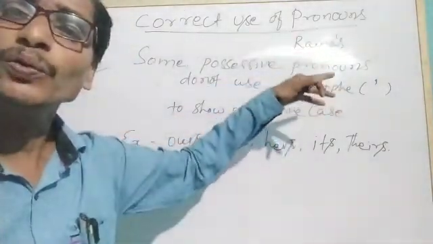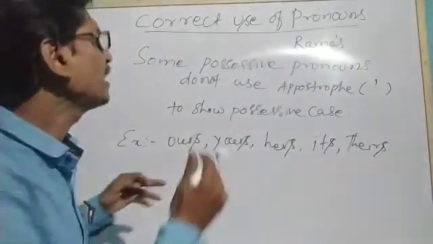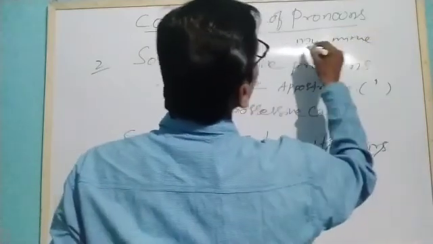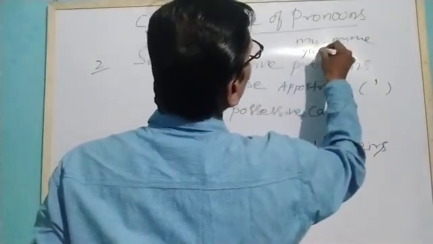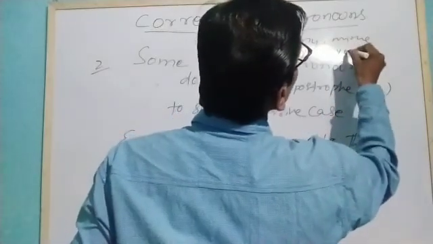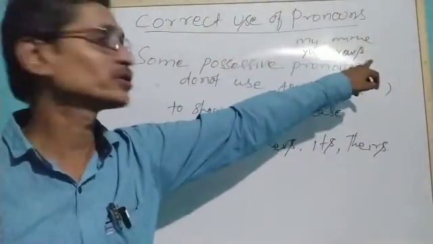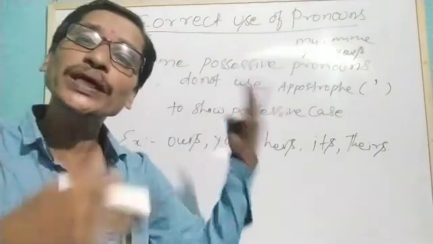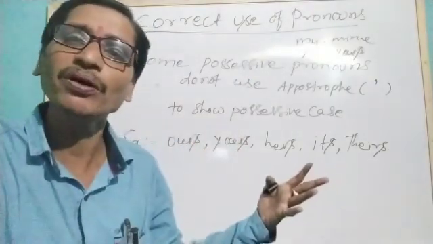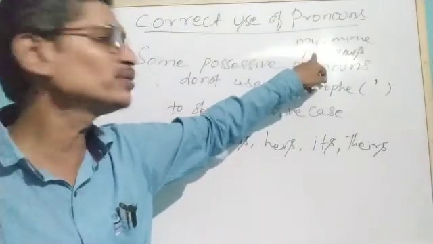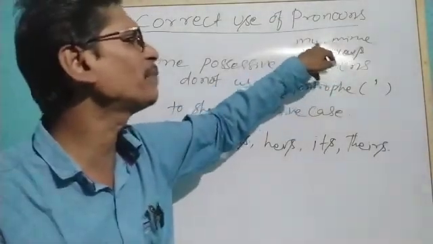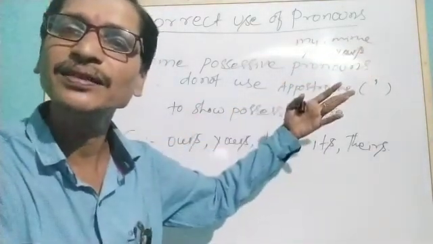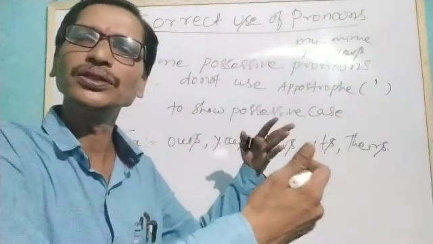So, sometimes we use a possessive case of pronouns like my and mine, your and yours. As we used apostrophe S with Rama to show it's a possessive case of Rama, similarly, we do not use an apostrophe in possessive case of pronouns. We have my and mine, your and yours, her and hers, their and theirs. Understand? Her and hers, your and yours.